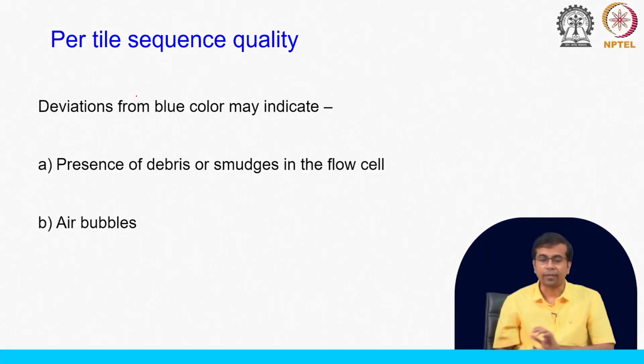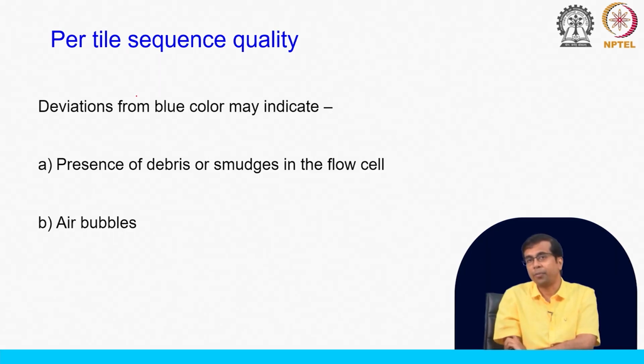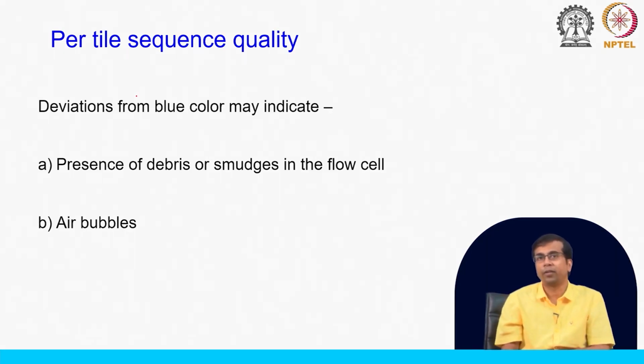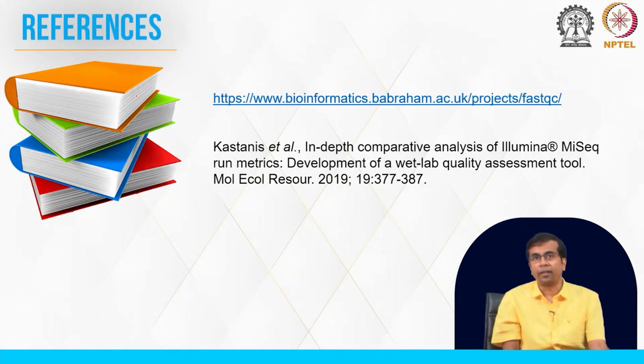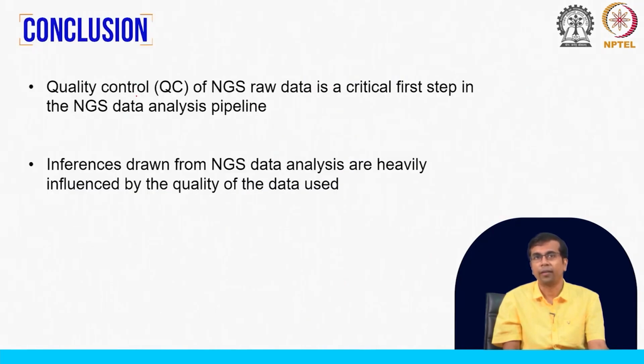So, as I said, deviation from blue color may indicate some sort of debris or smudges in the flow cell, or maybe you can have air bubbles. During the experiment, when you are adding the dNTPs etcetera, you might have some air bubbles. So, the signal detection is not as good, and the quality will drop because of that. Again, it depends on the signal to noise ratio. So, these are the references that we have followed in this part.